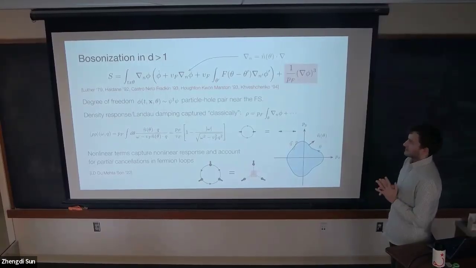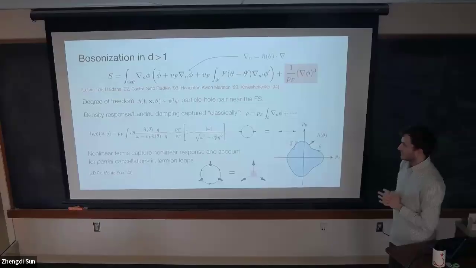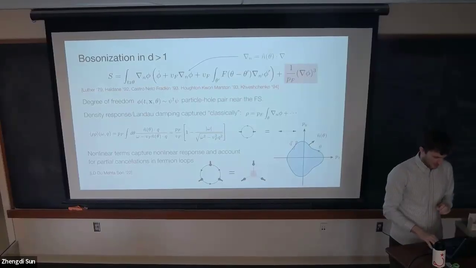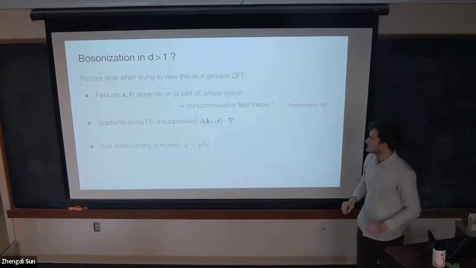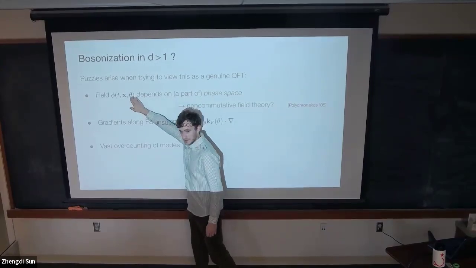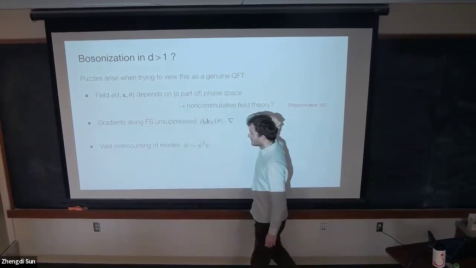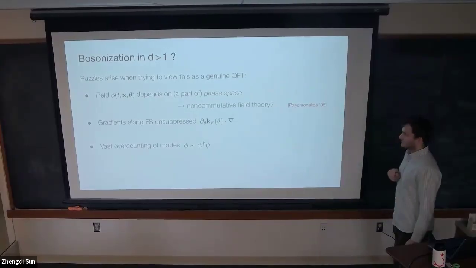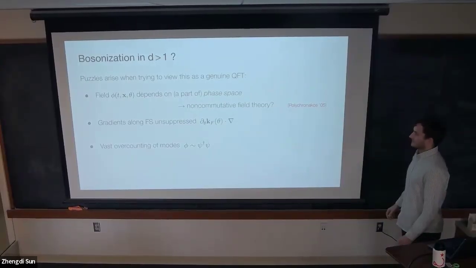And there's several things that make this not at all obvious. There's several very strange and fishy things going on in this field theory. So the first, as we discussed, is that the field doesn't just depend on space-time, it depends on a part of phase space. It lives on the Fermi surface. So you might worry that it should be some kind of non-commutative field theory. Part of it depends on phase space.